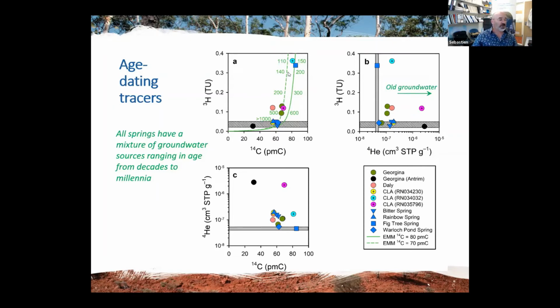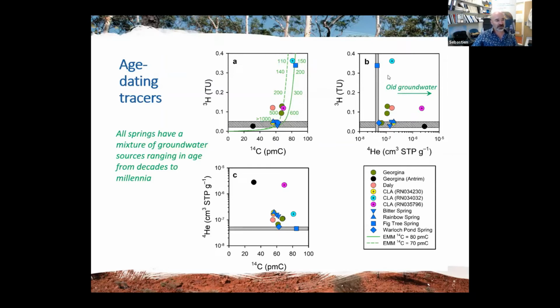Now the two lines that you see here are approximations of different mixtures of waters of different age. That gives us some idea of what the average age of groundwater could be at different springs. And essentially, by comparing tritium and carbon-14, basically what it says is at Fig Tree Spring, on average, the water could be somewhere between 100 to 200 years. But at the other springs, especially Rainbow and Bitter, it will be many thousands of years. How old we cannot say, but one thing for sure, there's little young groundwater there.